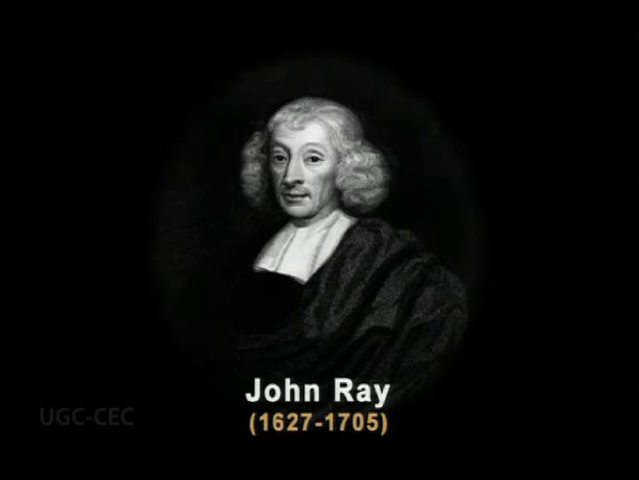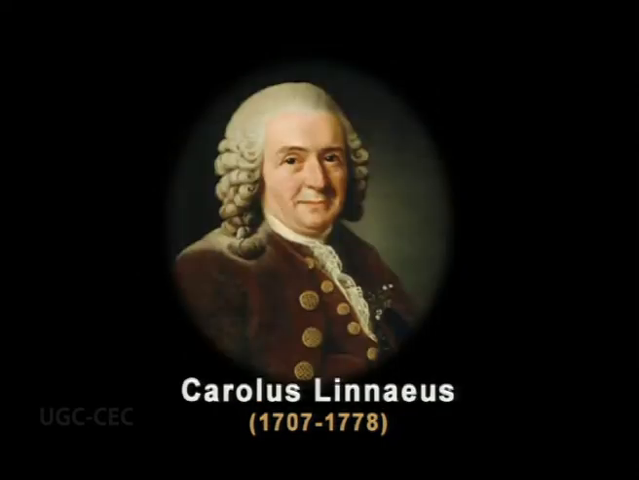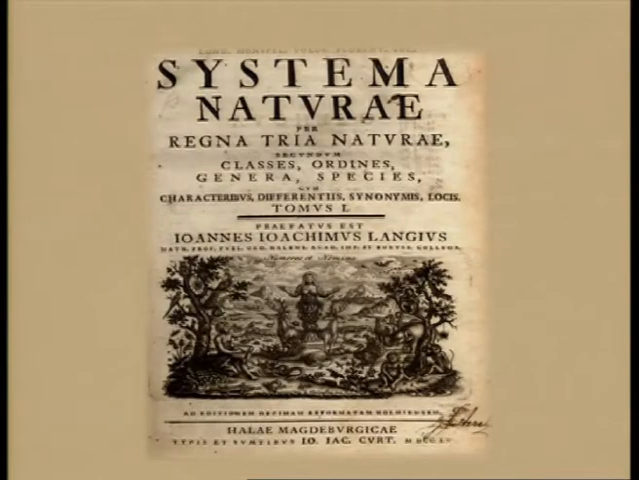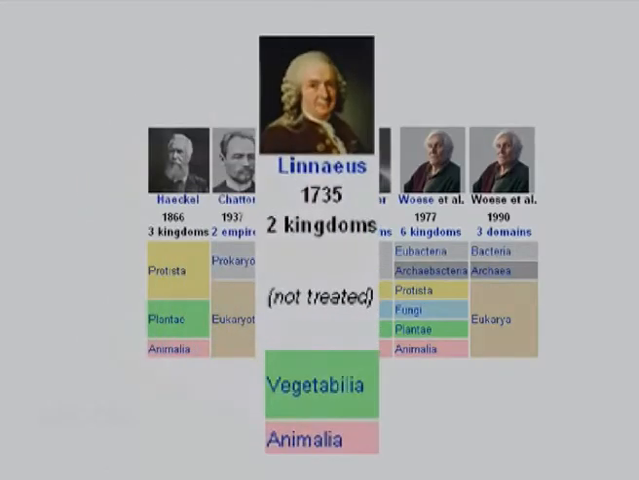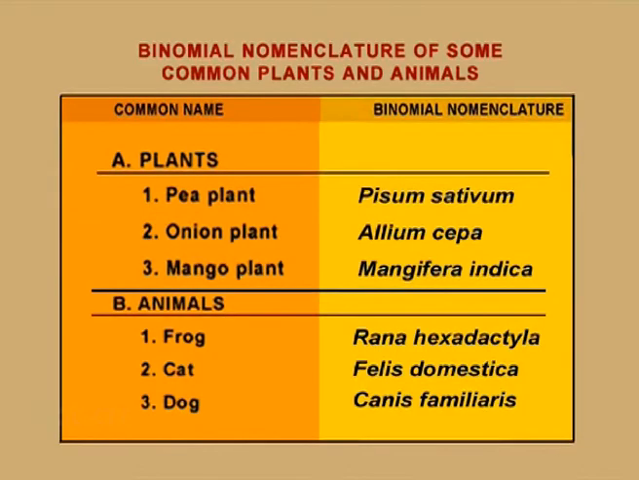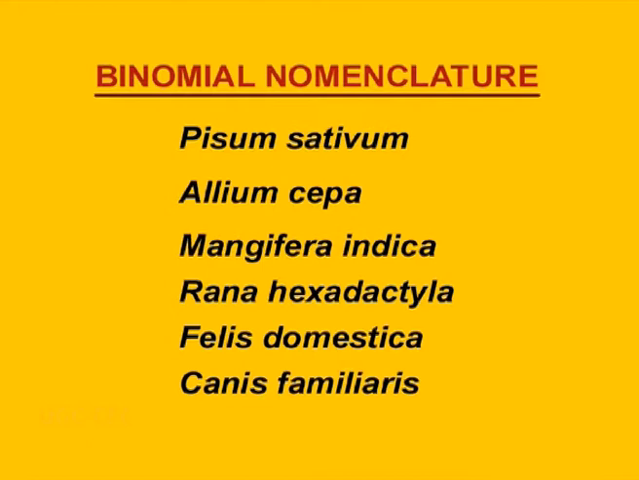The English biologist John Ray was the first naturalist to give the modern concept of species and tried to classify the animals. Carolus Linnaeus, a Swedish naturalist, often referred to as the father of taxonomy, published Systema Naturae. Linnaeus proposed the two-kingdom classification system made up of Vegetabilia and Animalia kingdoms and introduced a system of nomenclature of plants and animals known as the binomial nomenclature.